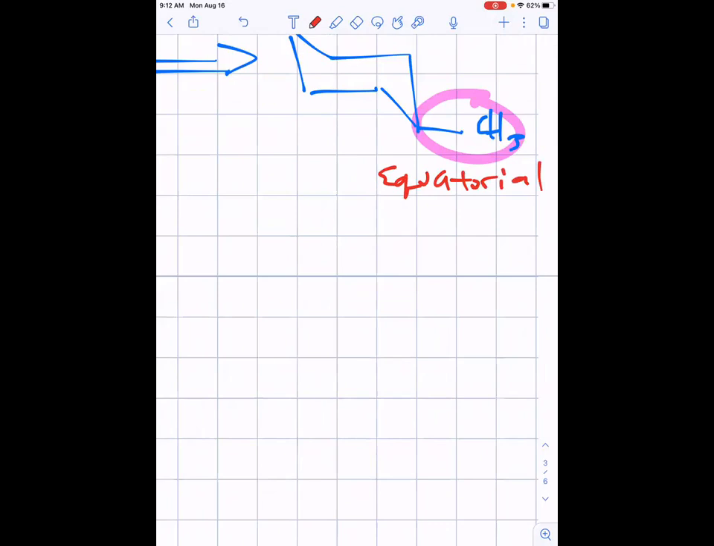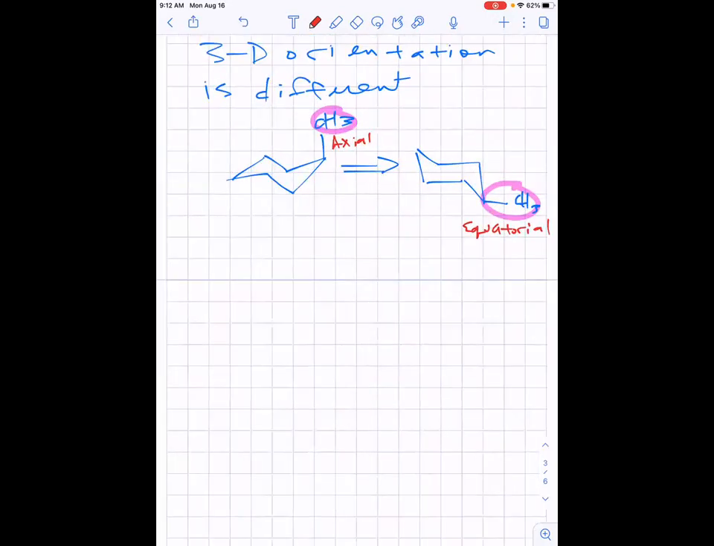Right? So axial and equatorial, these are also stereoisomers because they have a different 3D orientation, although they have the same structure. You can see here a little bit more clearly where you have the methyl group pointed up in one, and then in the other chair, you have the methyl group pointed horizontally, or in an equatorial position.